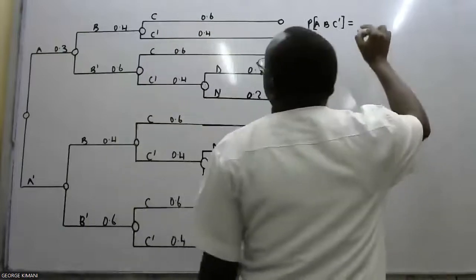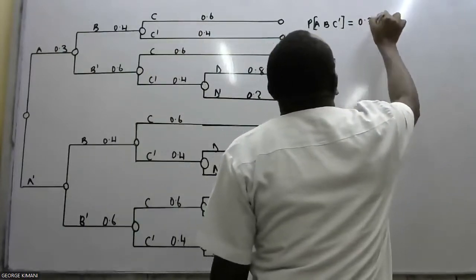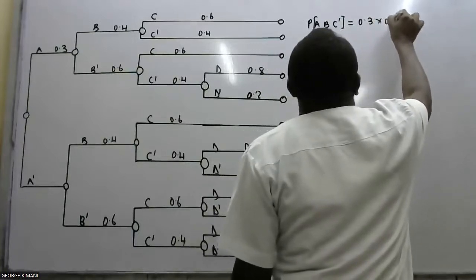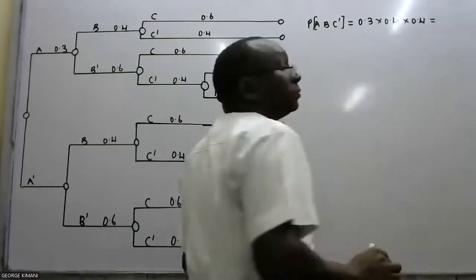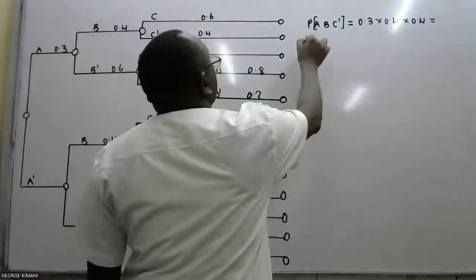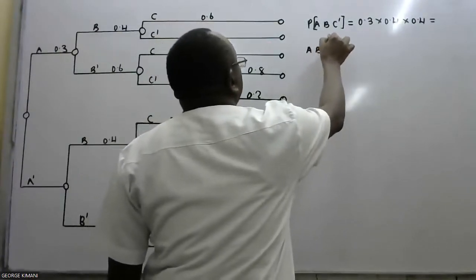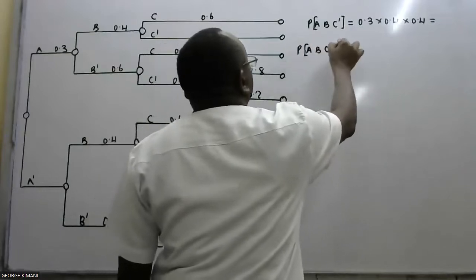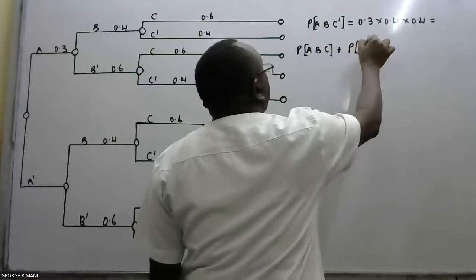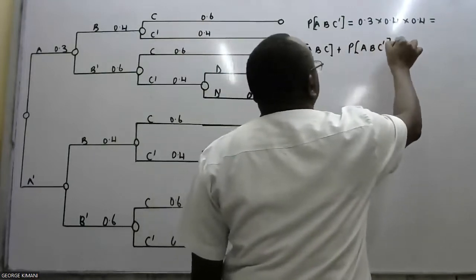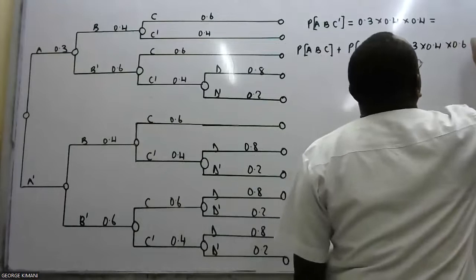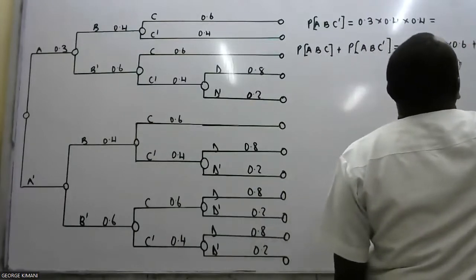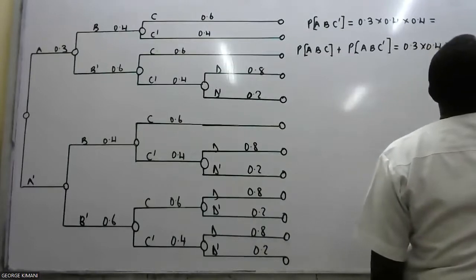So there you say 0.3 times 0.4 times 0.4. When they tell you at least A and B, it means you get A, you get B, you get C, or you get A, you get B, you miss C. So this is 0.3 times 0.4 times 0.6 plus 0.3 times 0.4 times 0.4.